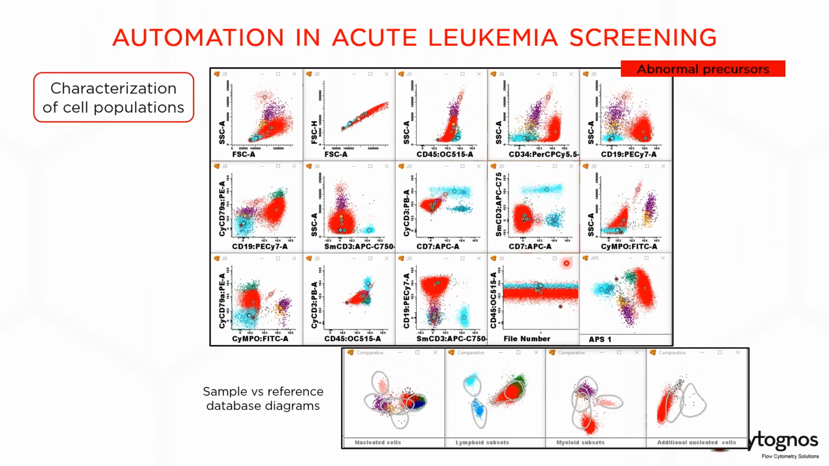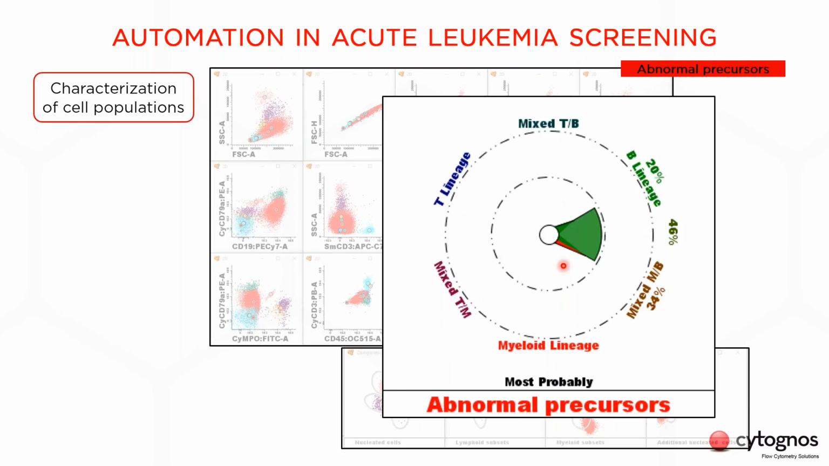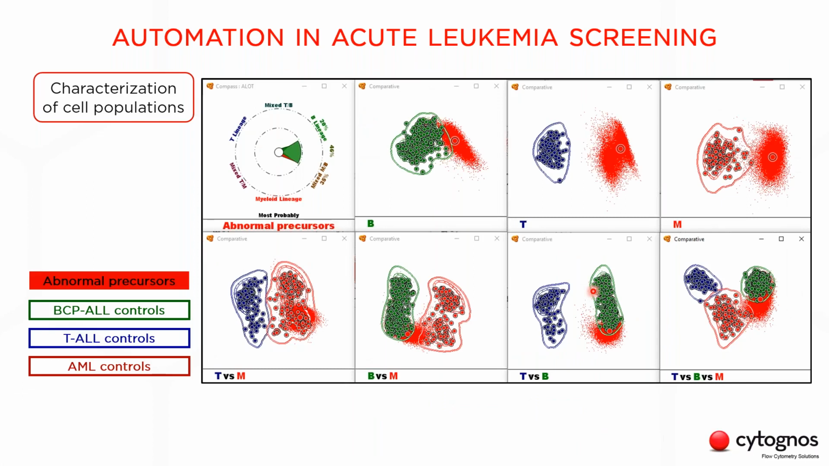So, let's see an example of automation in acute leukemia screening. With the automation, we get all the cell clusters, all the cell subsets from our sample identified and characterized. After this, we get a compass diagram showing the cell lineage, B, T or myeloid, or if it is mixed, that the aberrant cells are more likely to belong to. This is done through a multiparametric comparison of your sample versus a reference database that contains B, T, and myeloid leukemic cells.